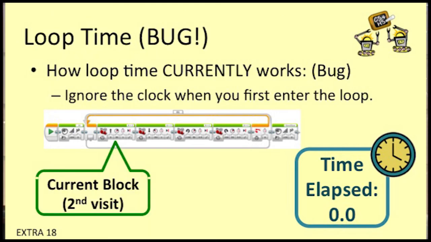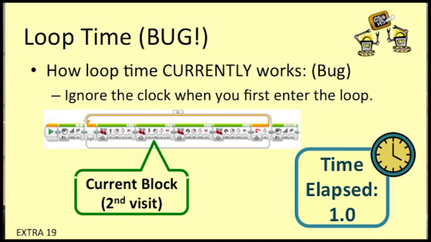Our second time through the loop, the timer is running. We arrive again at the first block with the clock reporting that 0 seconds have elapsed. And so by the time we arrive at the next block, 1 second has elapsed. I hope you can see that because of the bug in the LEGO EV3 software, our 3 seconds of movement in that 4-second loop will repeat 3 times, or for a total of 9 seconds.